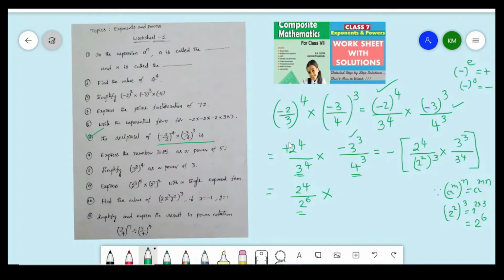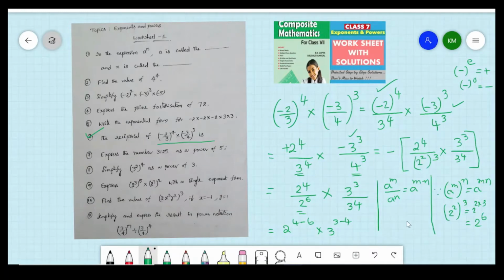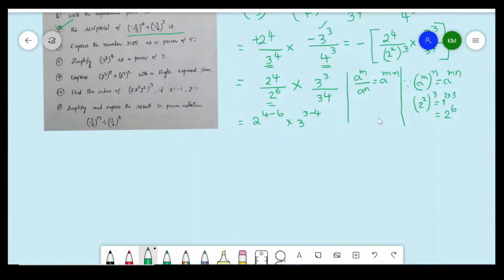Again now here 3 power 3 divided by 3 power 4. This is the expression I have. Now there is another formula, a power m divided by a power n is always equal to a power m minus n. Using that formula, this is further reduced to 2 power 4 minus 6 multiplied by 3 power 3 minus 4. Okay, now let us move a little down. Here this is again further equal to 2 power minus 2 multiplied by 3 power minus 1.